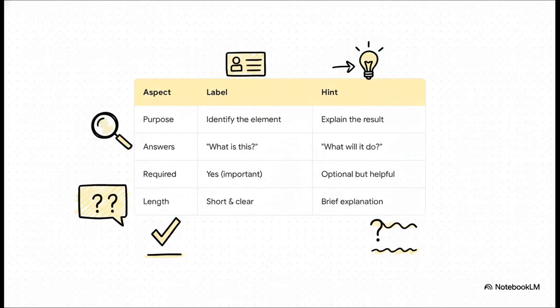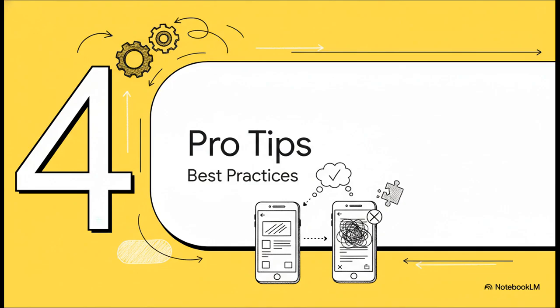Okay, what about required? A label? Yeah, that's pretty much essential for anything a user can interact with. But a hint? That's optional. You only really need it when the outcome isn't super obvious. And finally, length. Keep your labels short and sweet, like a name. The hint can be a bit longer, like a quick explanation, but you still want to keep it concise. Okay, so knowing the difference is one thing, but actually using them correctly in your code? That's the next level. Let's talk about some pro tips and best practices so you can avoid the common mistakes everyone makes.